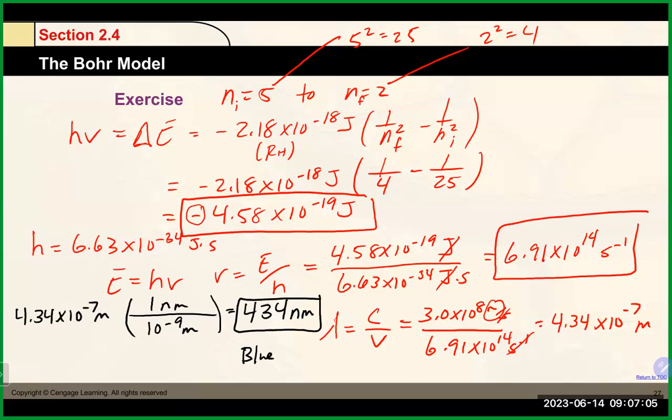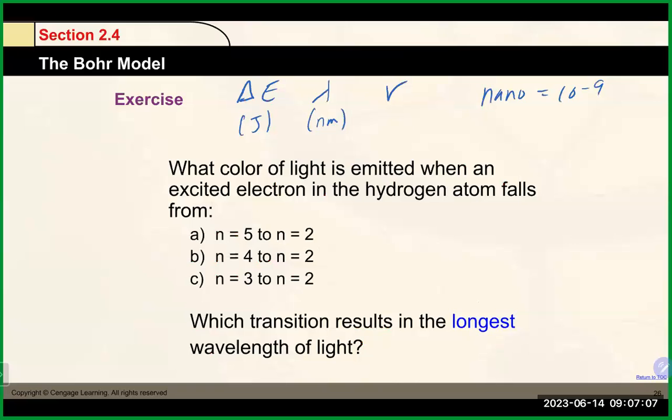Next one, we're transitioning, I think, 4 to 2. So we'll do that one. Next one, we're doing n equals 4 to n equals 2. Again, that's going to be our final, and that's going to be our initial here. So again, based on what's given to us, we pretty much have one option, the same option we did previously.